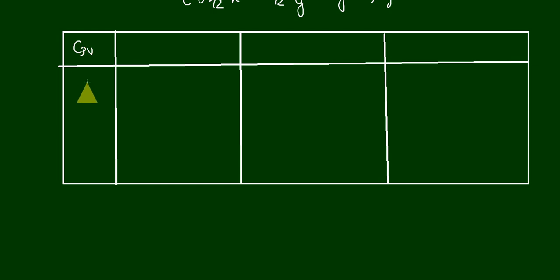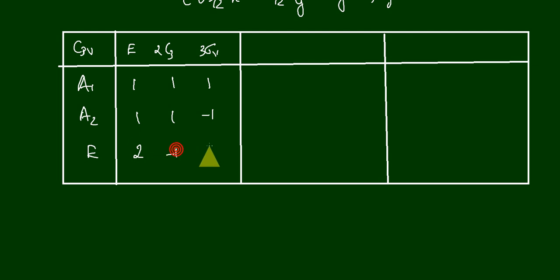So we have the irreducible representations A1, A2 and E. The first set is 1, 1, 1, and this corresponds to E, 2 C3, and 3 sigma V. Okay. So the second set is 1, 1, minus 1, 1, 1, minus 1, and the third set is 2, minus 1, 0, 2, minus 1, 0. Okay. So in the third area, we have to write the x, y, and z.